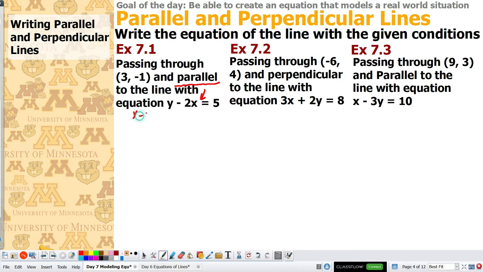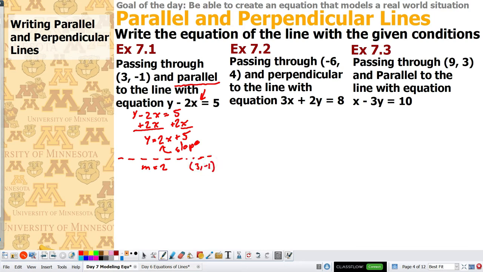So y minus 2x equals 5. I'm going to add 2x to both sides. y equals, and here we have 2x plus 5. So now I can figure out what the slope is. The slope here is 2, which means now I'm going to create my line. And I want it to be parallel, so I want it to have the same slope, right? So I know my m is going to equal 2. And it's got to go through this point. So I have a point, (3, -1).